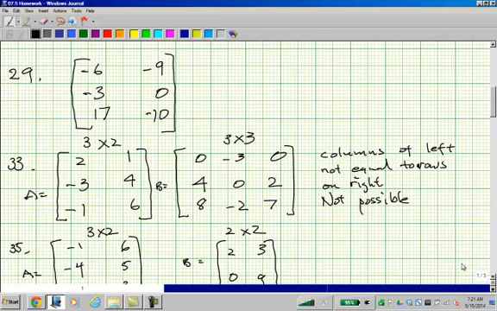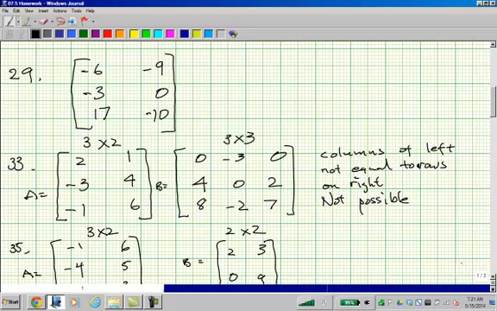33. Matrix multiplication. Can matrix A be multiplied by matrix B? Now, in order to do matrix multiplication, the number of columns in the matrix on the left must equal the number of rows in the matrix on the right. They are not equal, so matrix multiplication cannot be performed.